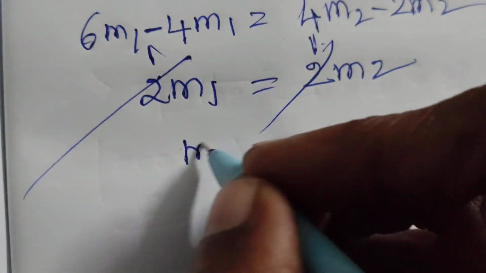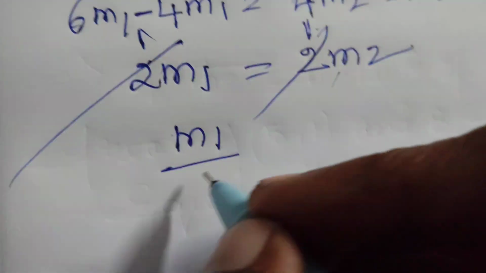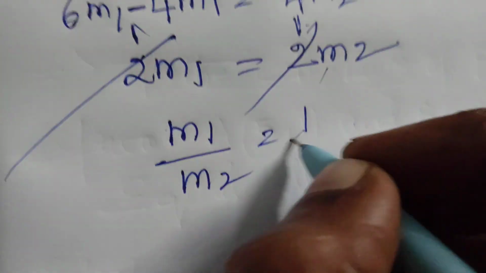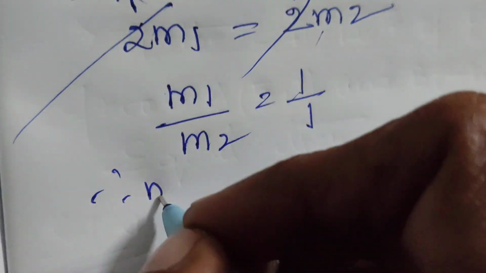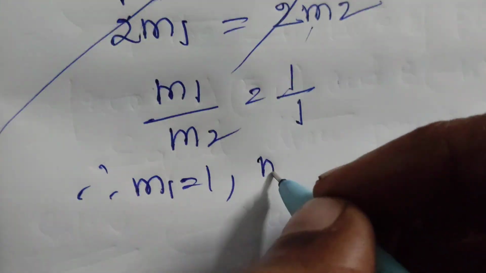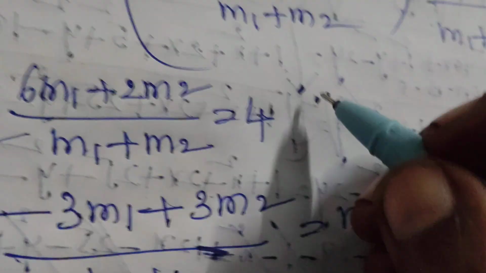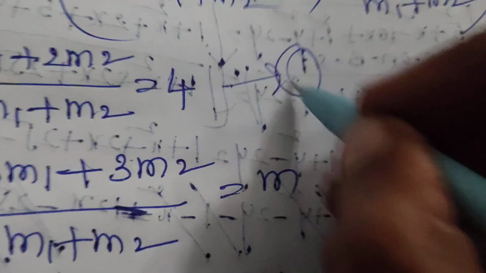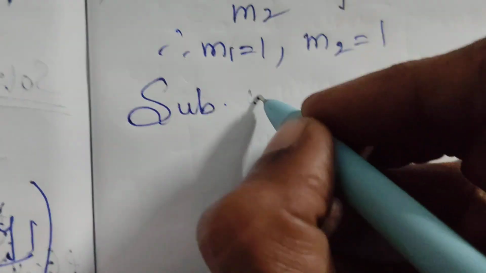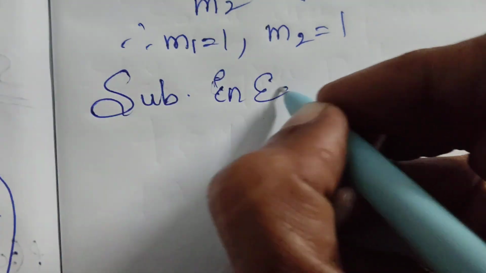Therefore, m1 by m2 equals 1 by 1, so m1 equals 1 and m2 equals 1. Now substitute these values. Considering this as equation 1 and this as equation 2, we substitute in equation 2.